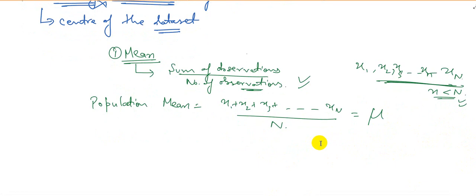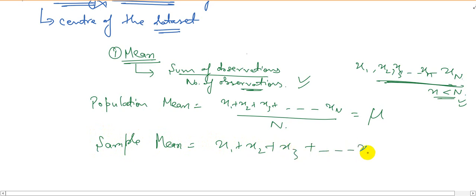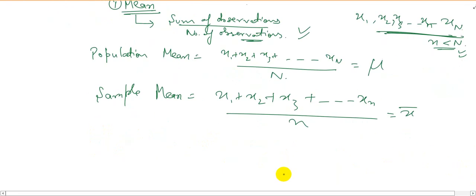The next term here is the concept of sample mean: x1 plus x2 plus x3 and so on up to x small n, upon n, and this is denoted by x bar, x with a dash. So this is your population mean and this is your sample mean. Now what does this mean?